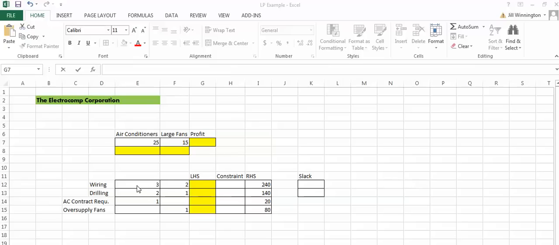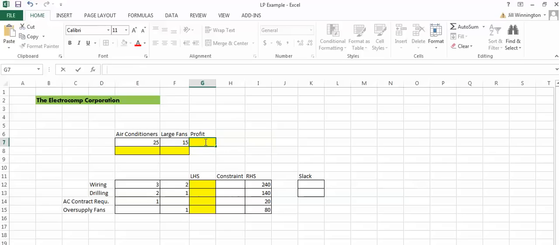So what these mean is, when I produce an air conditioner, I'm going to use 3 hours of wiring. And when I produce a fan, I'm going to use 2 hours of wiring. And that's all subject to the company using no more than 240 hours. So once they hit 240, they've used up everything and they're going to have no slack, no extra wiring hours. Okay. So in each one of these cells, I have not yet put a formula in.